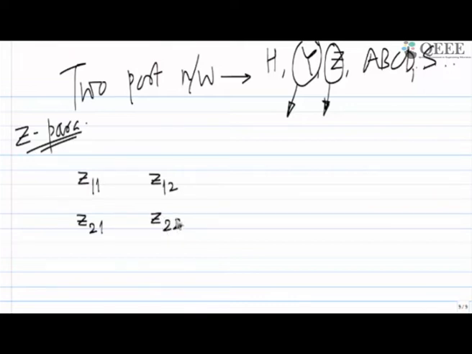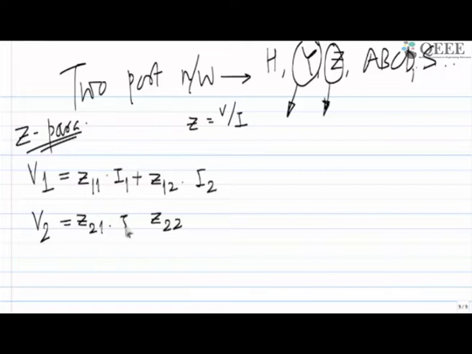Because of two inputs which are voltages and two currents, the combination of those four will give you four Z parameters. And for Z parameter, Z is impedance and it's always V by I. So the left side of this one I should write down as voltages. V1 is defined as Z11 times I1 plus Z12 times I2, and V2 is equal to Z21 times I1 plus Z22 times I2.